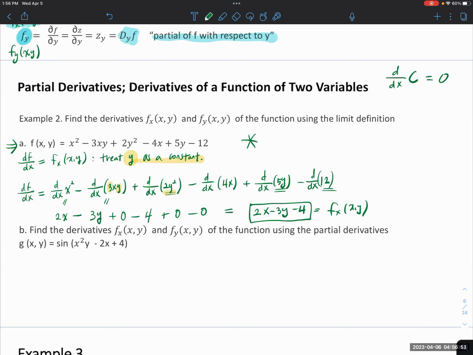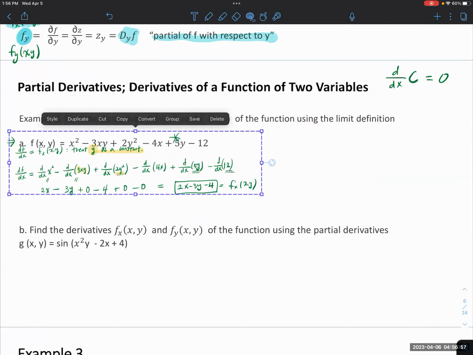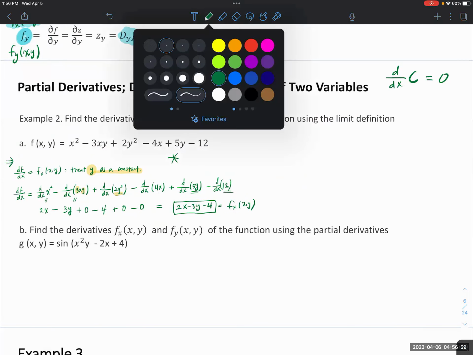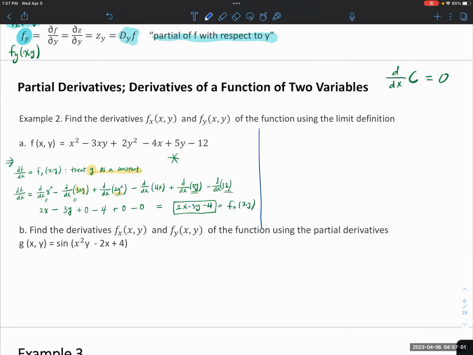Same thing, we're going to do the second question. So I'm going to minimize this. And we can do one more, df over dy. So we are looking for the differentiation with respect to the y variable. What do you guys think? Treat x this time as a constant.